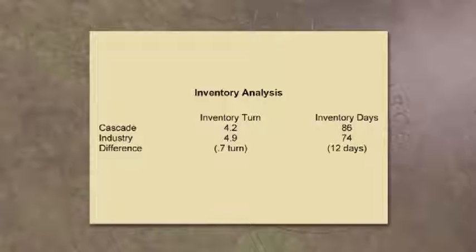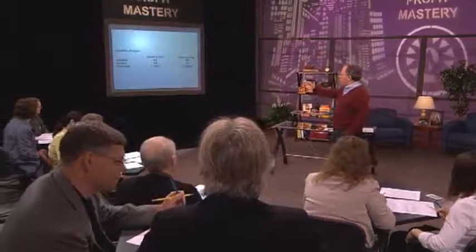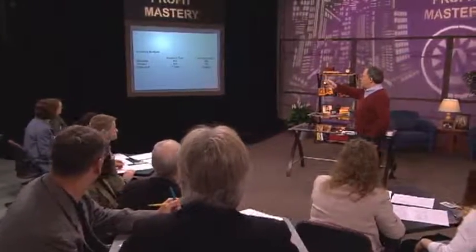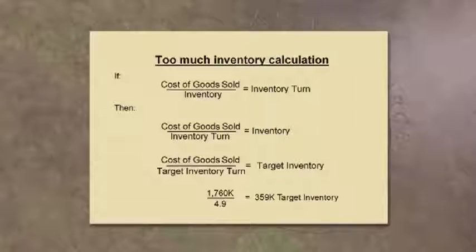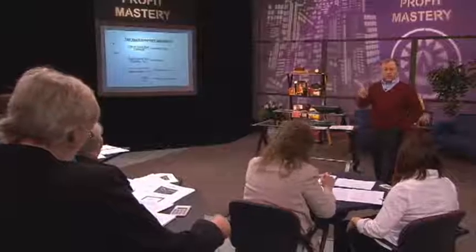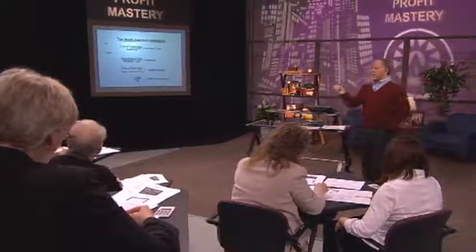Well, to do that, we just need to do a little bit of a calculation here, a little bit of an inventory analysis. Cascade, I've just put up the information we know: 4.2 turns, the industry 4.97 of a turn, 86, 74, 12 days. Now let's go back to the formula and create a too much inventory calculation. You with me? Okay, so cost of goods sold, ratio number 9. What's the formula? It's in the third column there. Cost of goods sold divided by inventory is equal to turnover. You with me?